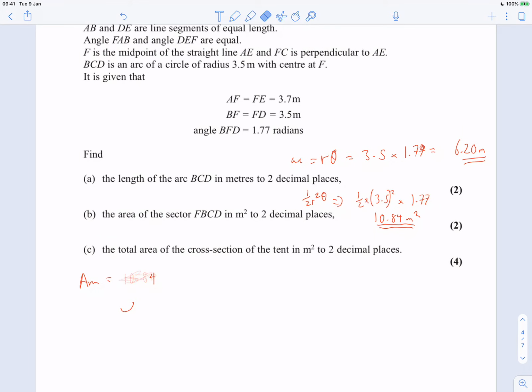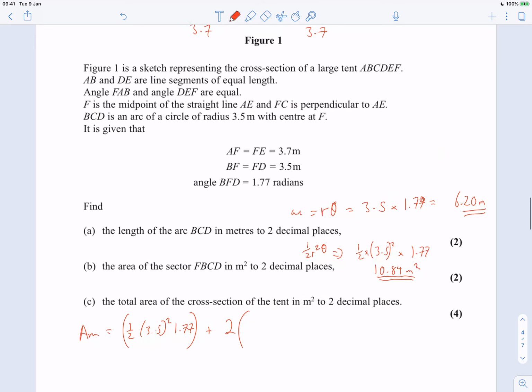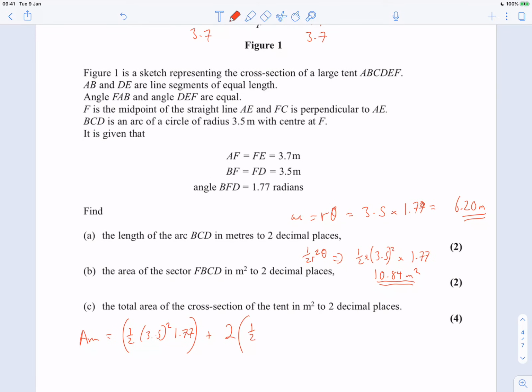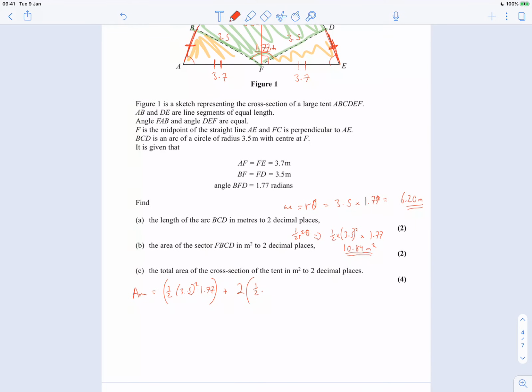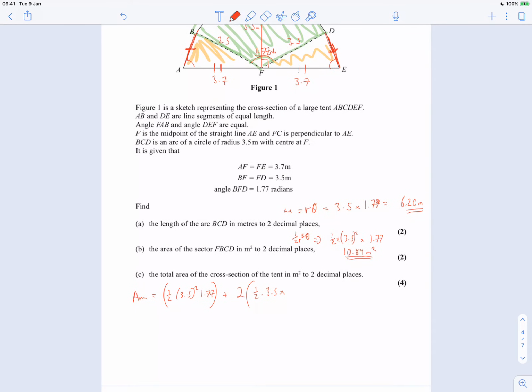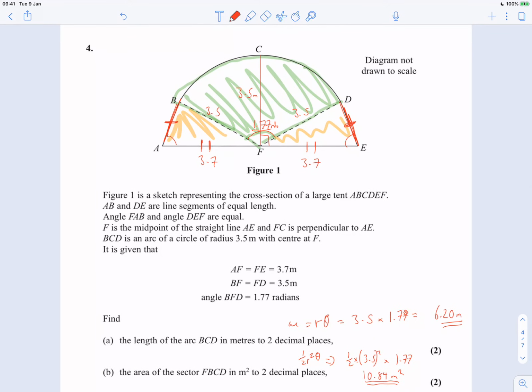The 10.84 came from a half of 3.5 squared times by 1.77. So that's the bit we know, plus we need 2 lots of the triangles. And the triangles are half times A, well we know one side, which is 3.5, times by another side, which we know is 3.7, times by sine of, and now we need that angle.